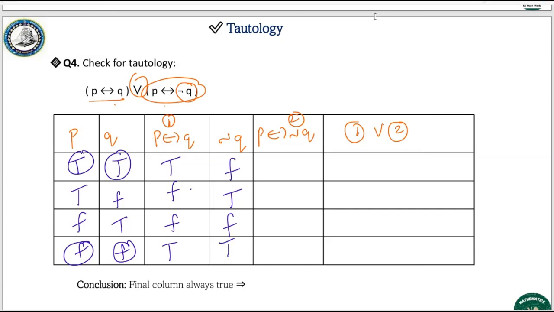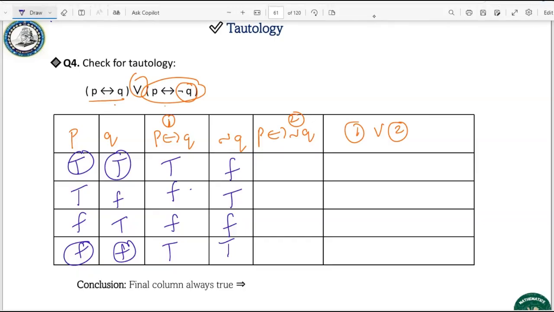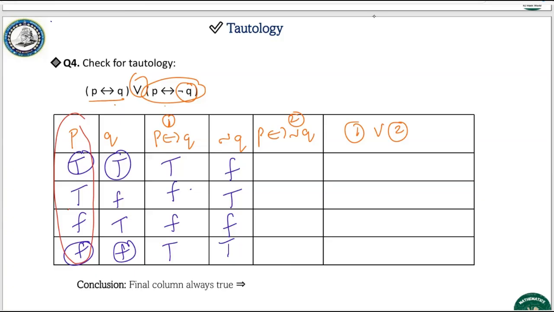Now we will find the double implication for the first P and for negation Q. So now it is double implication again. The both values should be same. So here it is same. T and T it is T. Then F and F it is T. Then the remaining is false.